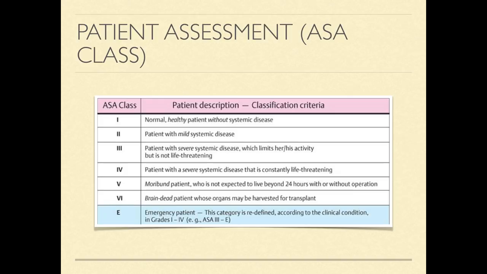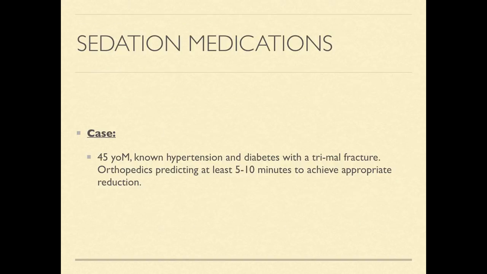Okay, so when we're talking about 3, we're talking about severe systemic diseases. So patients who have prior CABG history, dialysis patients, those that are constantly having monitoring of their chronic conditions. So let's talk about medications. And I'm going to do this through a case-based scenario, so that we just kind of prompt some thinking about what medication would be good for what patient.